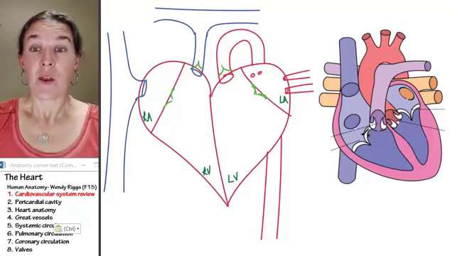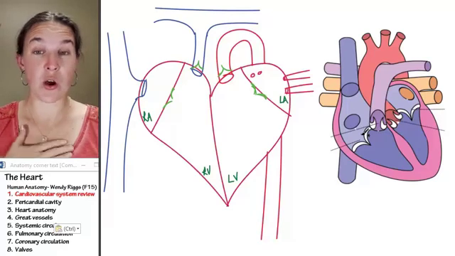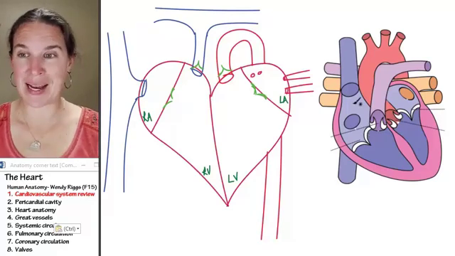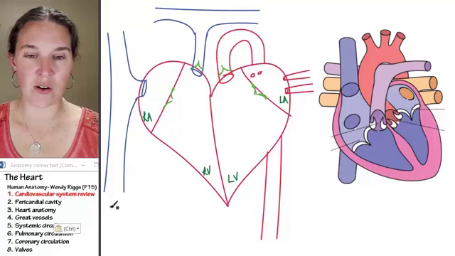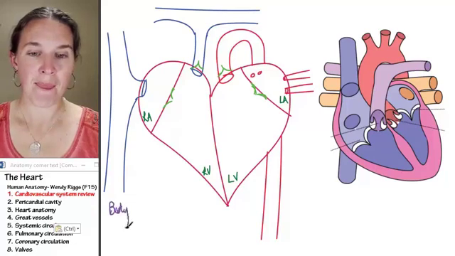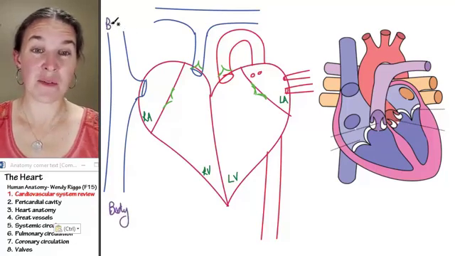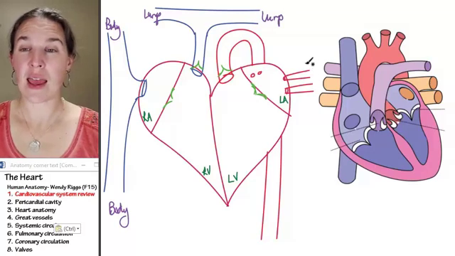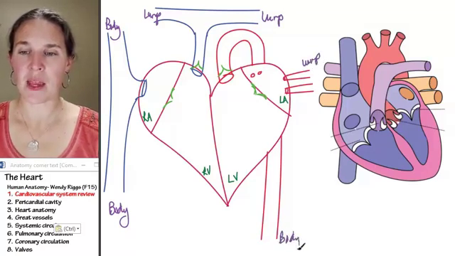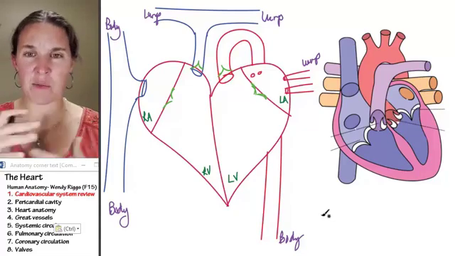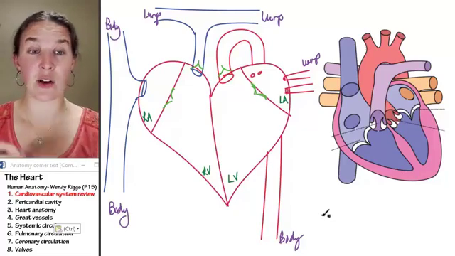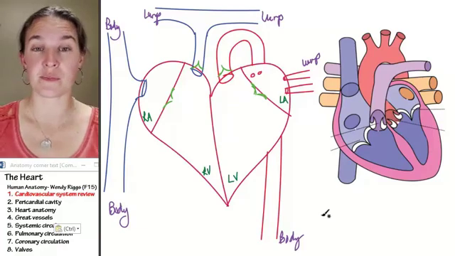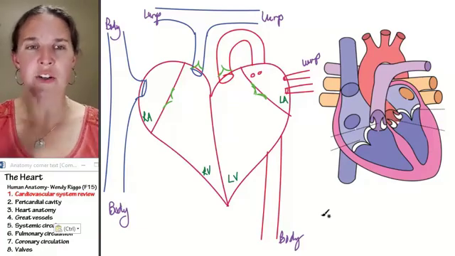Now, we've got our overview. Okay, never mind. We don't have our overview done yet. We're coming from the body, dirty blood. We're heading to the lungs, and we're coming from the lungs, and we're going to the body. I'm just labeling the blood flow in this diagram so that you are comfortable and have that perspective, so you can draw in your arrows and do all that stuff.